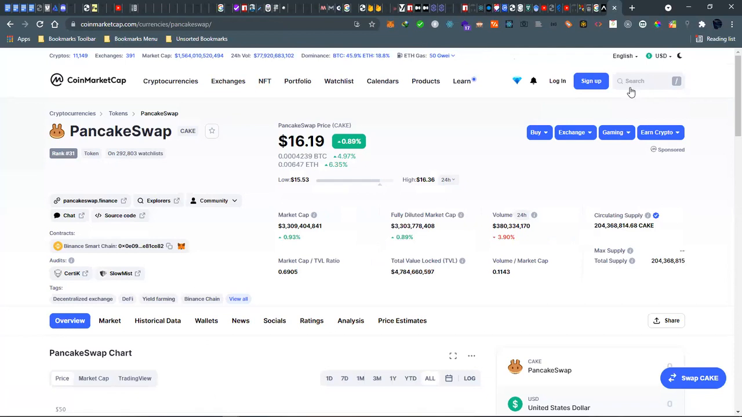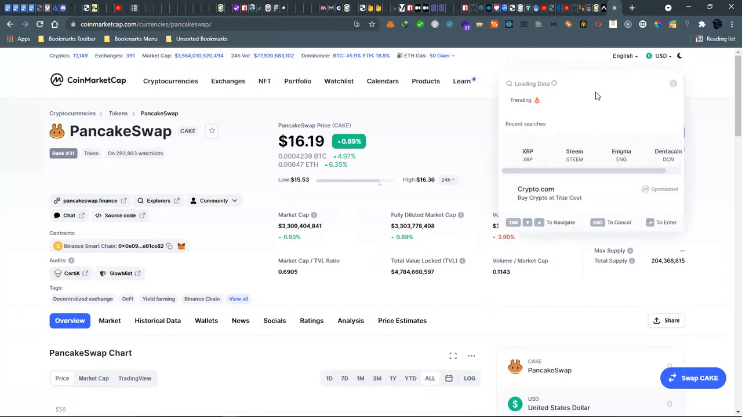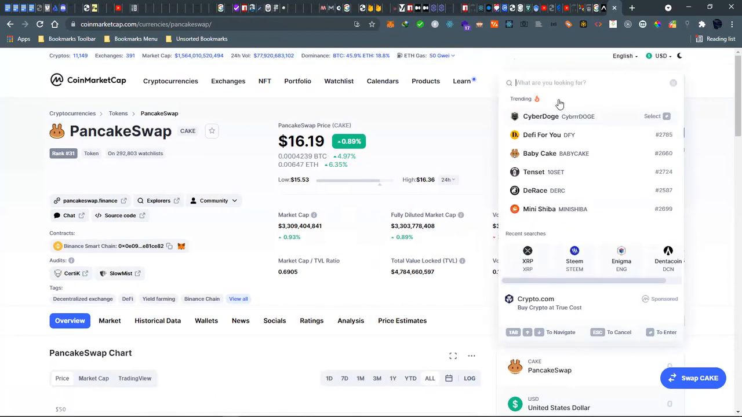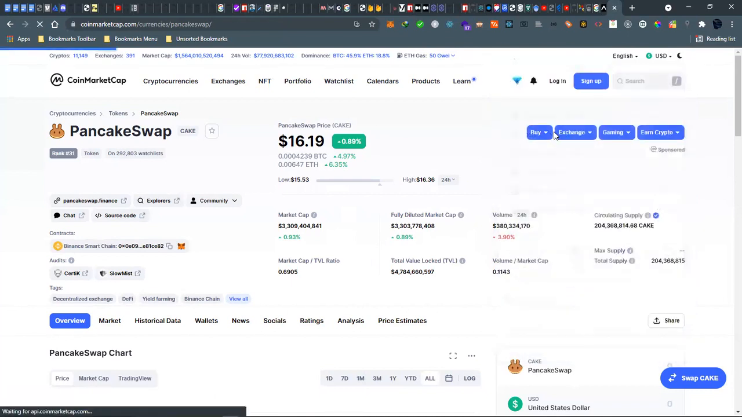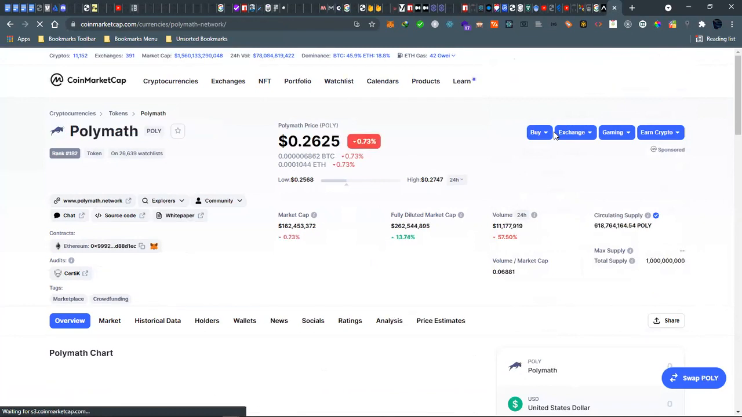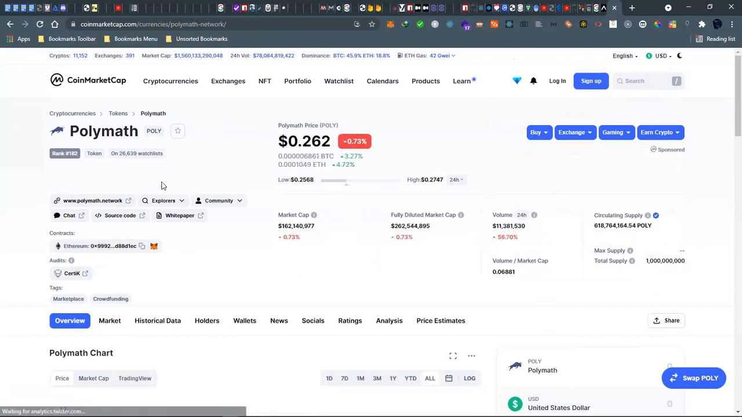We can take a look at Polymath and see its value. You see, at least it's doing a little bit better than other coins that I know. It's ranked number 182. It's doing better than a coin I created.